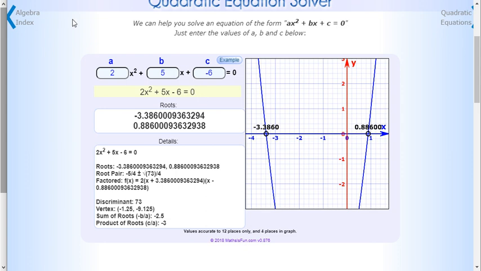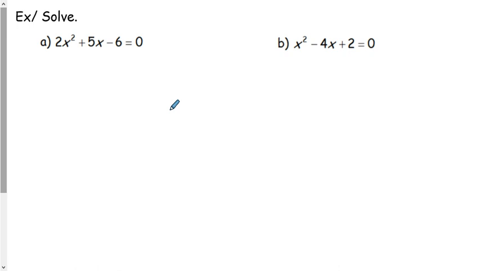What this web page is doing is using the quadratic formula. So let's use the quadratic formula and let's sub in and see what we get. So our quadratic formula, first of all, says we got to label the a, b, and c. So our a is a value of 2, our b is a value of 5, and our c is a value of negative 6. So that's our a, b, and c.